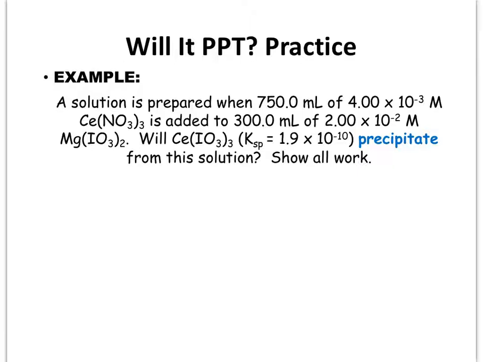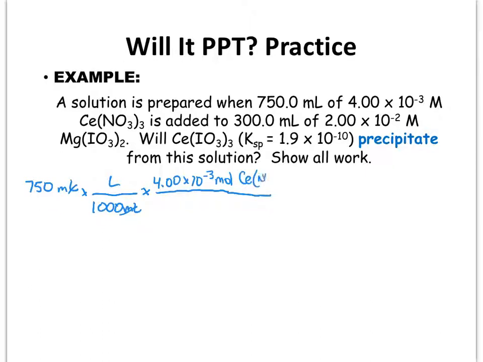So for the first substance, I know that I have 750 milliliters of it. I need to figure out the moles here, so I'm going to need to get rid of the milliliters. There's 1,000 milliliters for every liter. And now that I have liters, I can use my concentration. I know that there's 4.00 times 10 to the minus third moles here, and this is the number of moles of my CeNO3 according to the concentration. Okay, and that's the number of moles for every liter because it's a concentration. So my liters cancel, and now I'm in moles of the compound.